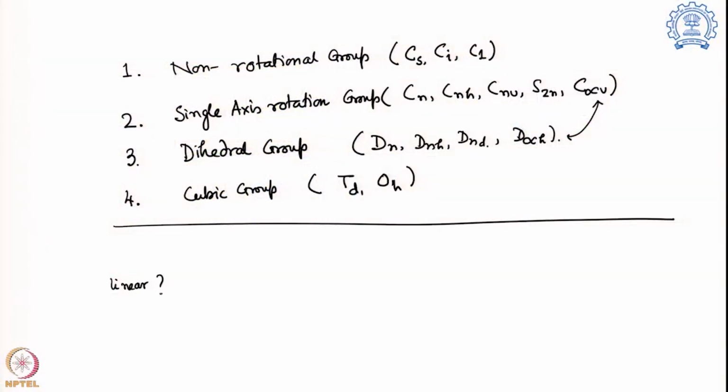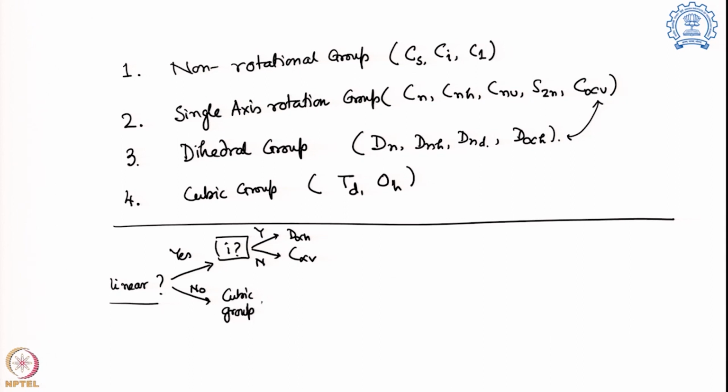First we start with whether this molecule is linear or not. If yes, then we ask whether you have a center of symmetry or not. If yes, it is infinity h, no, it is infinity v. If the molecule is not linear, if it is a no, then the next question we ask is whether you belong to a cubic group or not. And if the answer is yes, then we usually find out whether it is a tetrahedral or octahedral geometry.